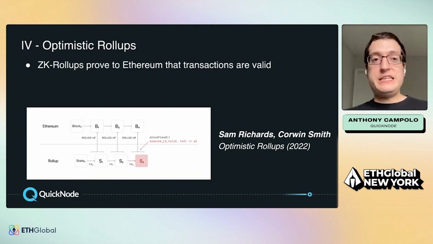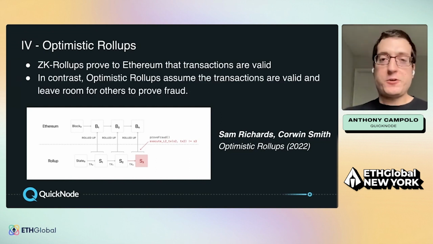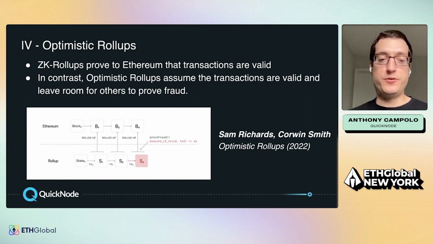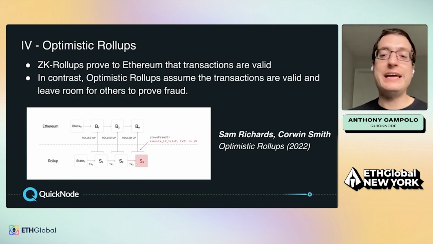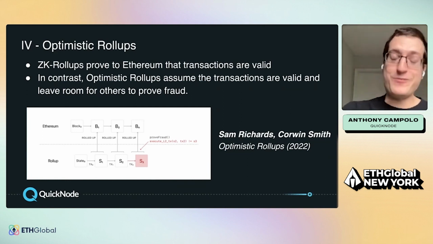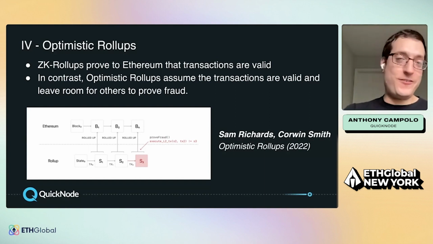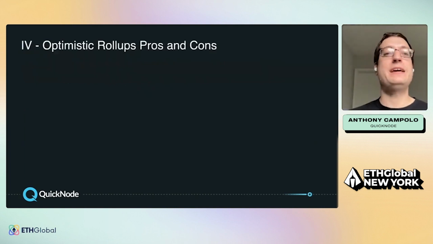While ZK rollups prove to Ethereum that transactions are valid, optimistic rollups assume the transactions are valid and then leave room for others to prove fraud. So that's why it's optimistic. If you've ever heard the term optimistic UI, you send a request to the server and then you give a response back as if the server is going to respond with what you expect it to. Of course, that does not always happen, but it will happen hopefully more often than not if your server is correct. So this is what an optimistic rollup is.